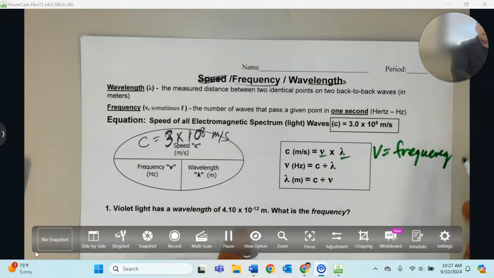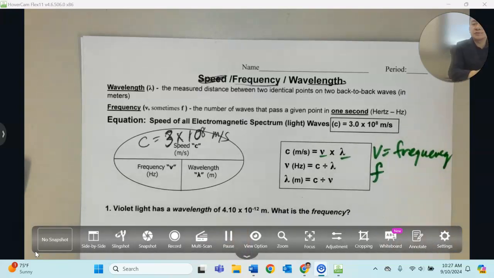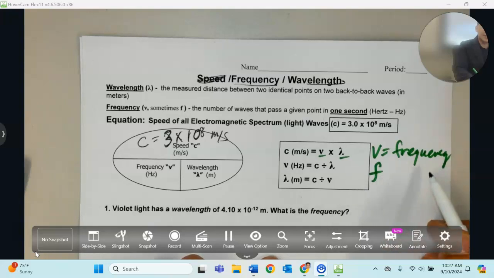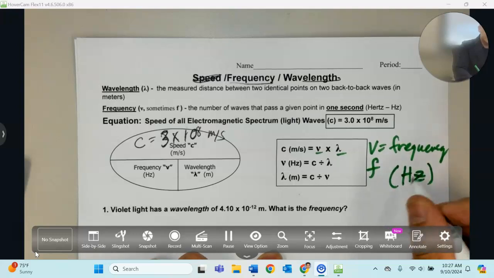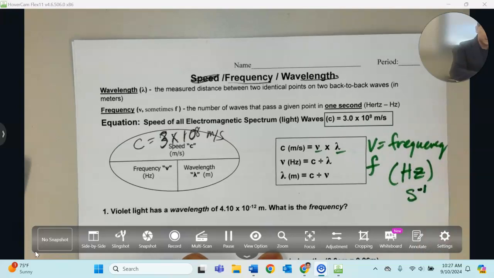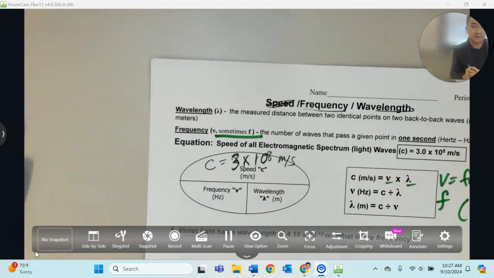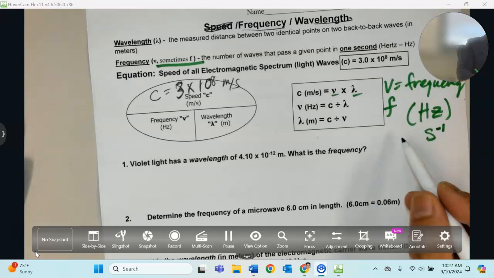Frequency sometimes, I think one is in Latin, one is in Greek. I think F is sometimes used for frequency as well. So in our flame lab test, we saw F as frequency, and that's perfectly fine. And the unit for that is hertz, which is how many waves per second. So waves per second, so it's second to the negative 1. Number of waves that pass through a given second. Oh, here it is, sometimes F. So the definitions are up here for you. Pretty good.